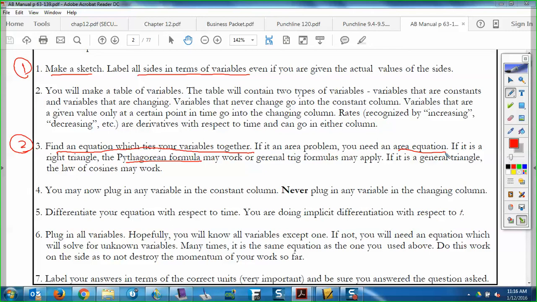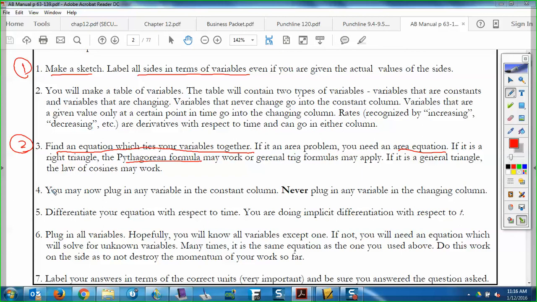Now, in the ladder problem, if Jamie mentioned the angle was changing, what if the question involved the angle in a right triangle? And it was asking you about y and x. What kind of equation could you come up with that would involve y and x and also have theta? Tangent. Wouldn't tangent have all 3 of those in it? Tangent of theta equals y over x, right? So you might have a right triangle trig equation. That's somewhat common as well.